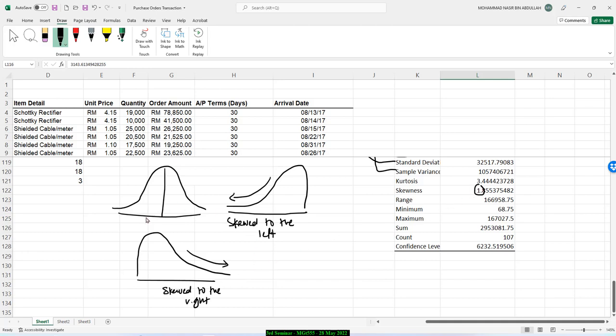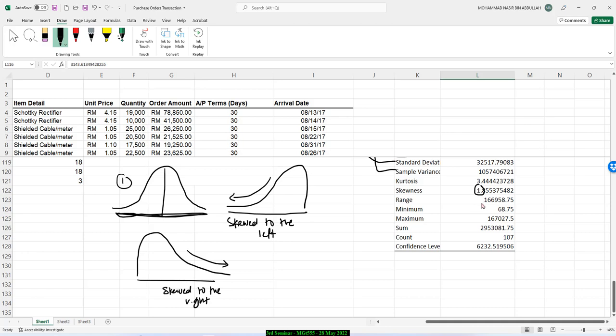Kalau amount sama dengan kosong, maksudnya dia balance, right? Dia normally skewed, right? Dia macam ni. Kalau amount dia sama dengan any positive value, maksudnya dia skewed to the right. Kalau skewness negative, maksudnya skewed to the left. Boleh faham, ha? And this is the range, right?